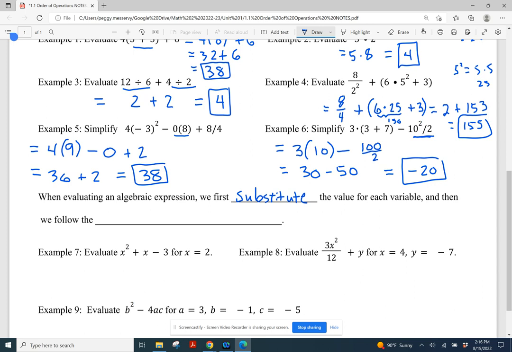If you look at example 8, we have 2 variables, x and y, and we're going to substitute in for the x and the y. In example 9, we have 3 variables, a, b, and c, and we're going to substitute in for the a, the b, and the c. So we substitute in the values for each variable, and then we follow the order of operations. And we'll be doing quite a bit of that this year.